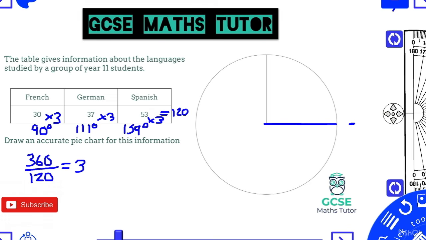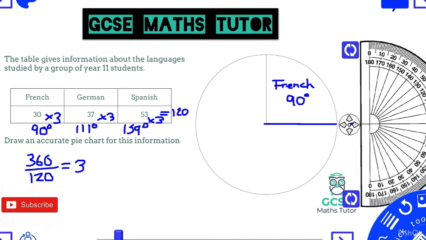But before you do, what I tend to do is I normally label that section. So I'm just going to put French in there, and I'll also put the degrees in there, 90 degrees. You could also put the 30 in there as well, but just to keep it a little bit simpler on the screen, I'm going to leave it as French with the 90 degrees.